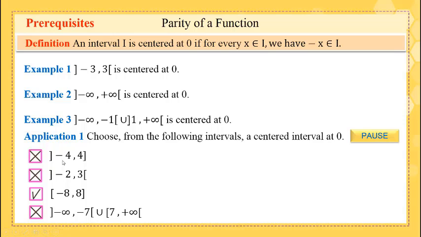Why? In the interval minus 4, 4 belongs to this interval, but minus 4 doesn't belong to it. In the interval minus 2, 3, 2.9 belongs to this interval, but minus 2.9 doesn't belong to it. In the last interval, 7 belongs to this interval, but minus 7 doesn't belong to it.